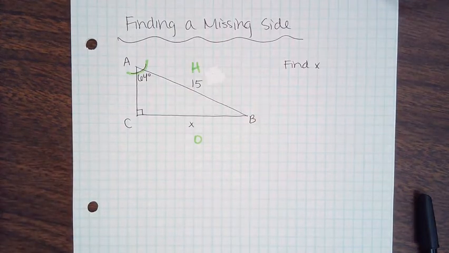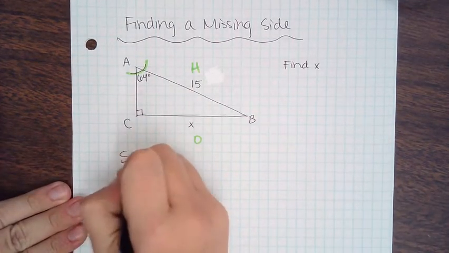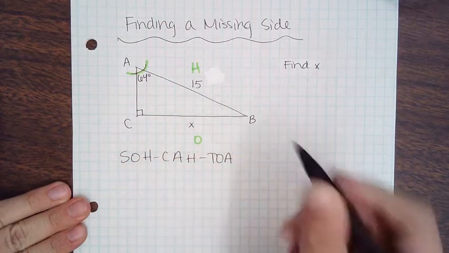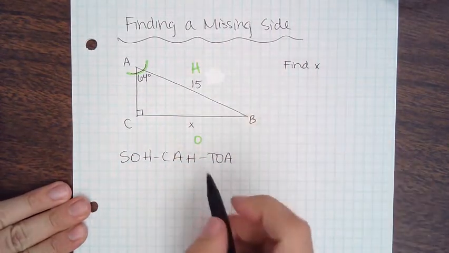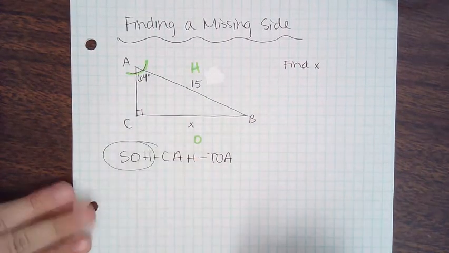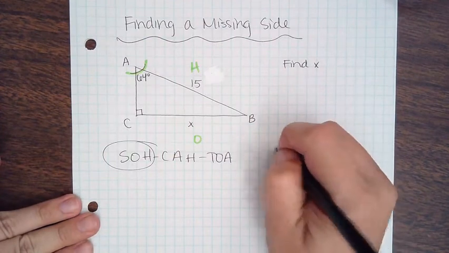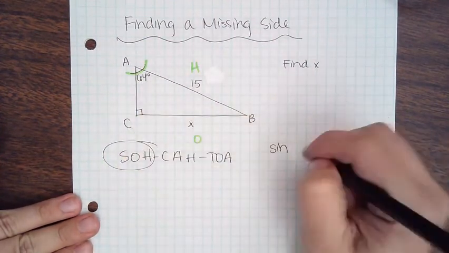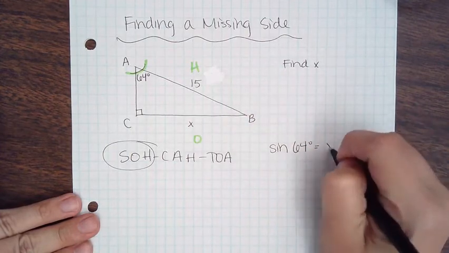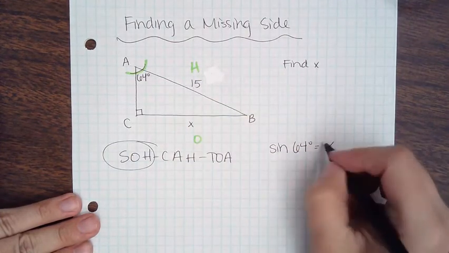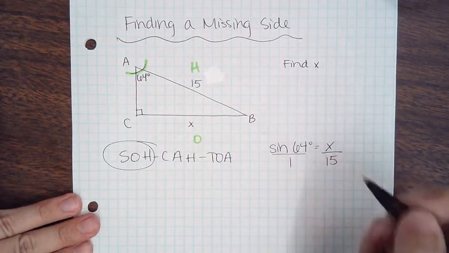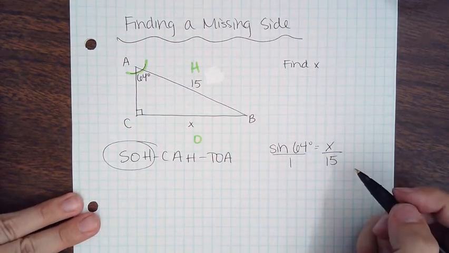Now if I think of my SOHCAHTOA, I'm going to think, okay, which one of these uses opposite and hypotenuse? And if I scan, it's going to be sine. So I can set that up. The sine of my angle, which is 64 degrees, equals my opposite, which is x, over my hypotenuse, which is 15. Then what I have here is a cross multiplication problem.